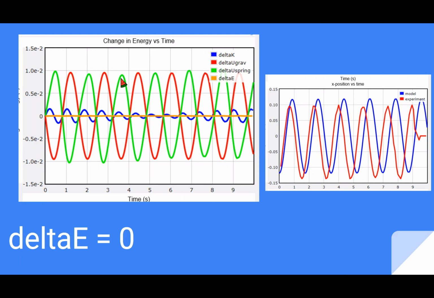From this graph, we can see that the orange line is the delta E, which is the changing energy, and it is equal to 0. So for our follow-up question 1, we will know that there is no energy change for the total system.